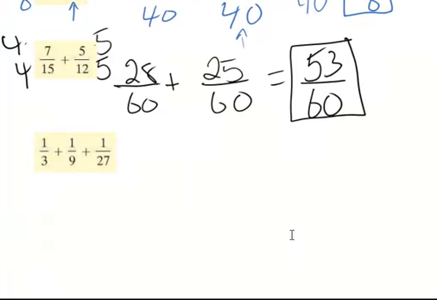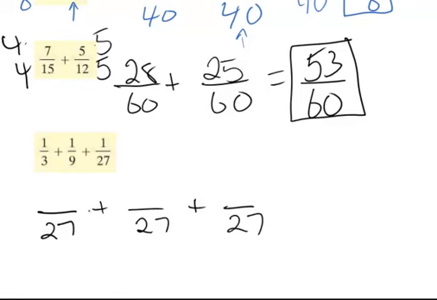All right. Let's take a look at the next problem that I have here. 1 over 3 plus 1 over 9 plus 1 over 27. Again, I know my multiplication tables. I know that 27 is a multiple of 3 and 27 is also a multiple of 9. So right now I'm going to write down 3 fractions with the number 27 on the bottom, because that is going to be my common denominator.